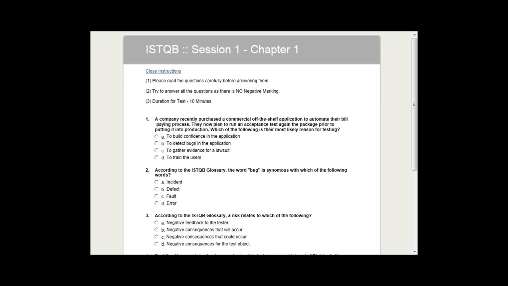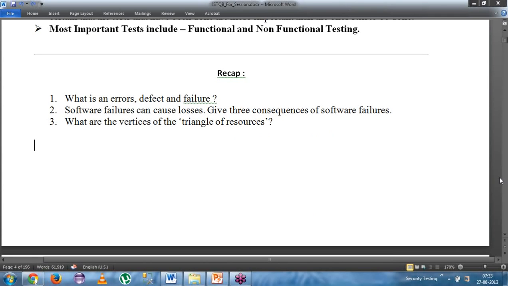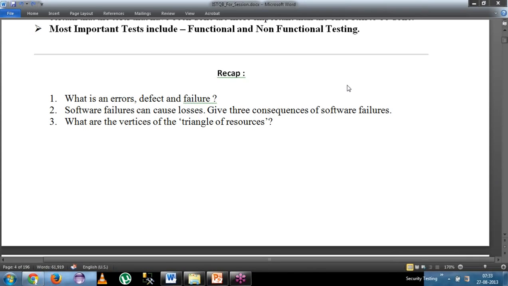Time is up. Please submit it. So I'll just end the test right now, and you will all be able to see your results right now.